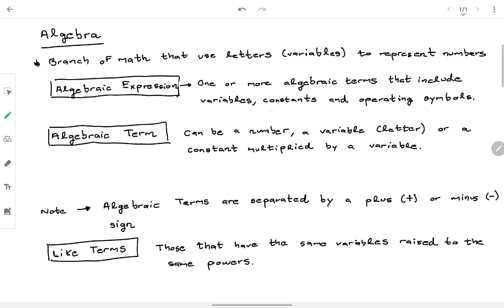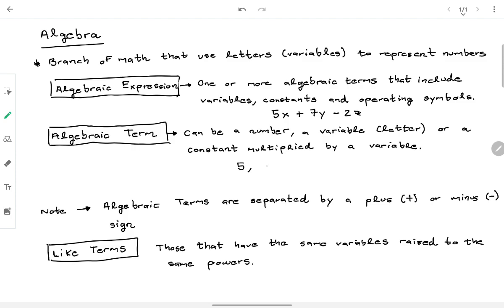That means that if I have something like this, 5x plus 7y minus 2z, that's an algebraic expression: one or more algebraic terms that include variables, constants, and operating symbols. Now, what is an algebraic term? An algebraic term can be a number, a variable, a letter, or a constant multiplied by a variable. So let's see, it can be a number. If we have the number 5, that will also be an algebraic term.